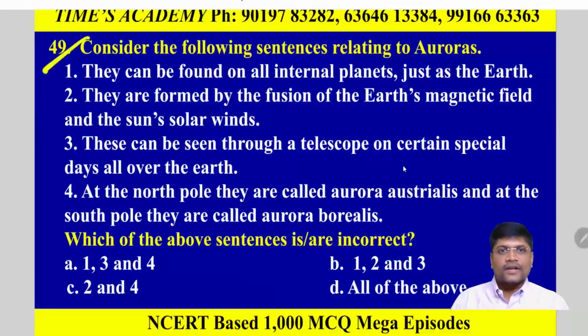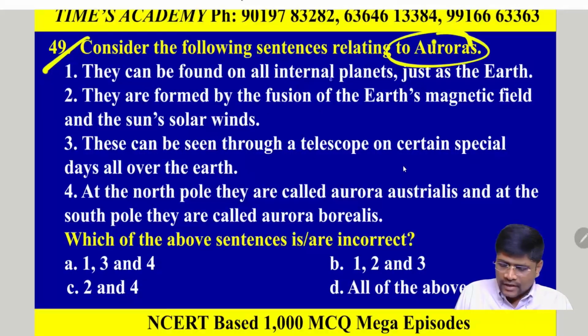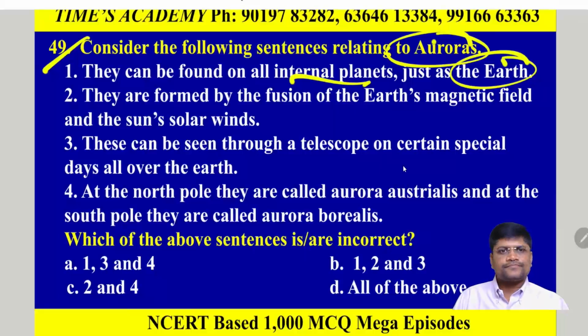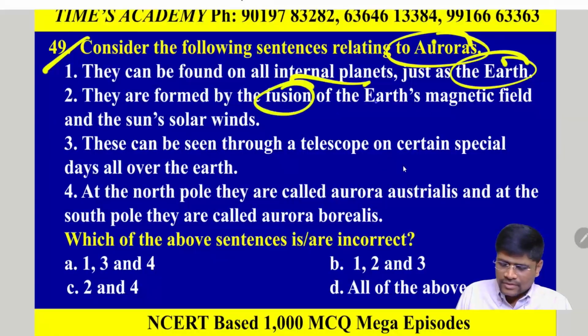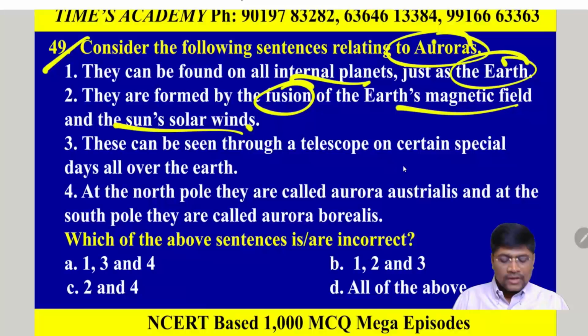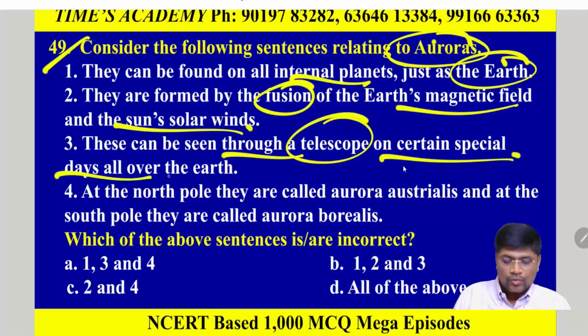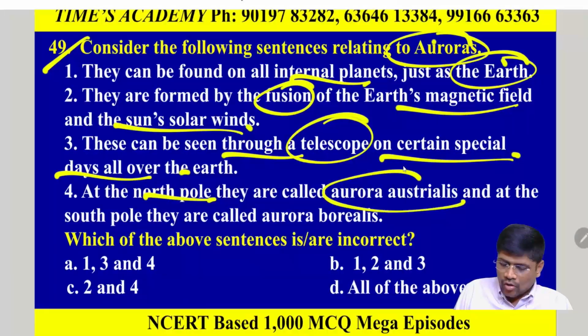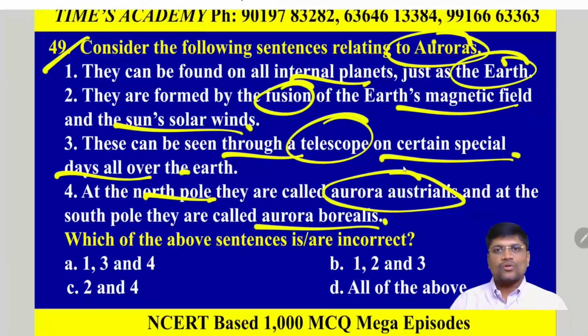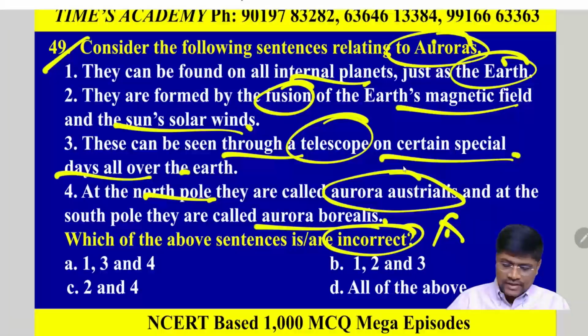Next, question number 49. Consider the following sentences related to auroras. Okay, so they can be found on all internal planets just as they are. Next, they are formed by the fusion of the Earth's magnetic field and the sun's solar winds. Option C says these can be seen through telescope on certain special days all over the Earth. Statement 4 says at the North Pole they are called the aurora australis and at the South Pole they are called the aurora borealis. So which of the following statements are incorrect? The question is demanding the incorrect statement. So let's see the explanation.